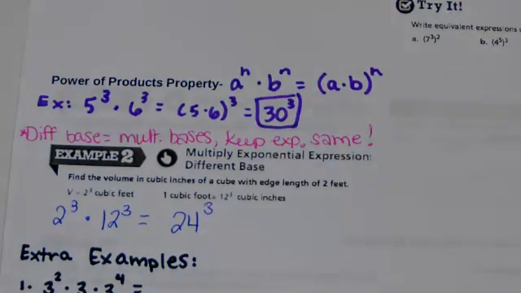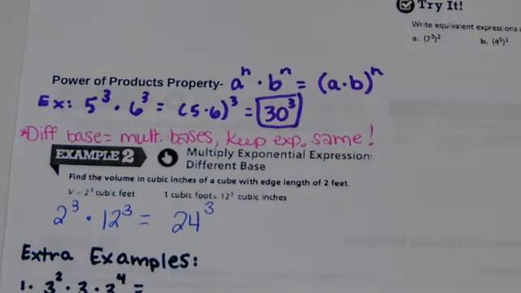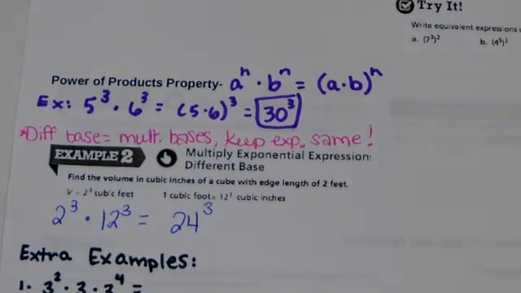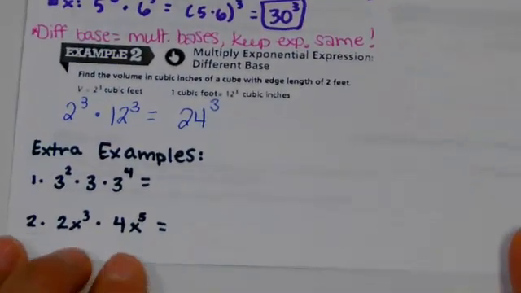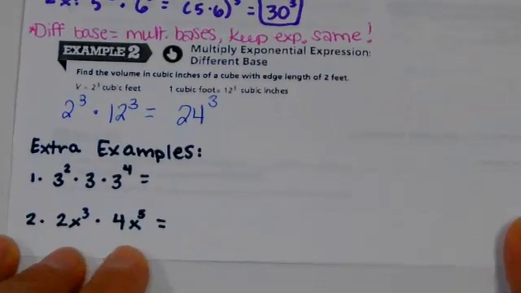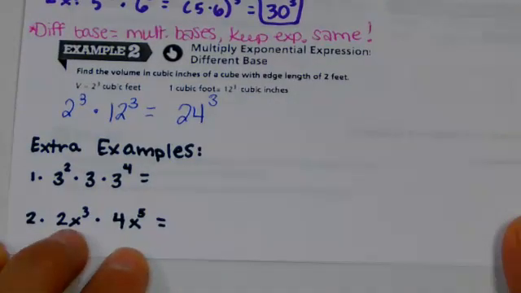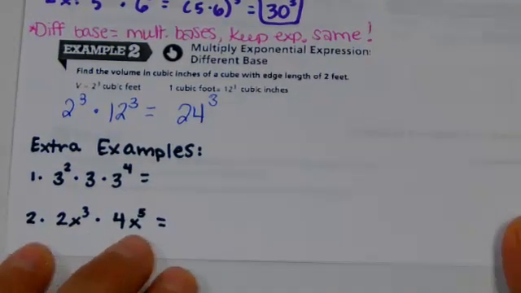Okay, so those are the two properties we're going to focus on today. But we want to add some extra examples because it didn't cover everything we're going to go over. So the extra examples we're going to add today are these: 3 squared times 3 to the fourth, and then 2x to the third times 4x to the fifth.